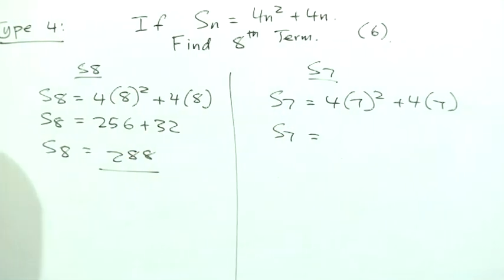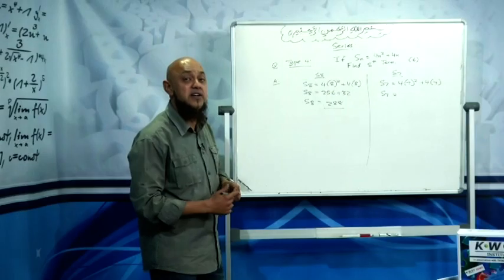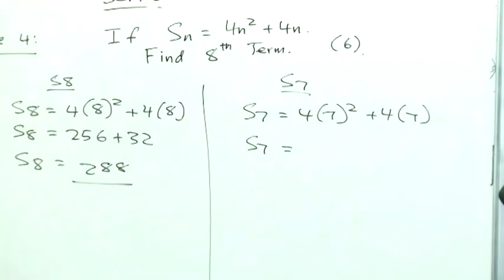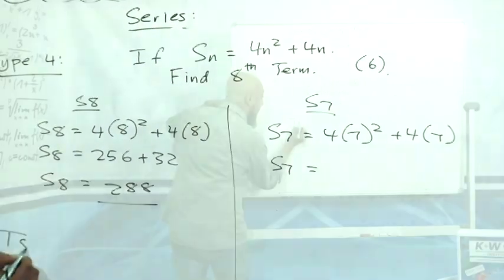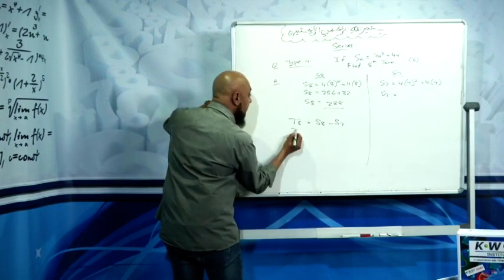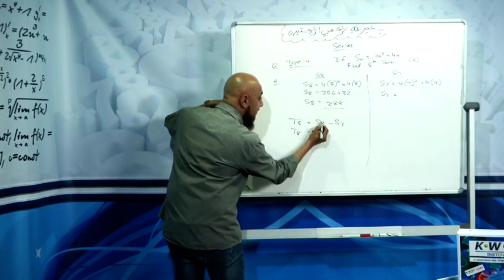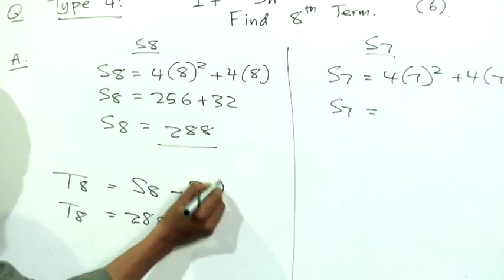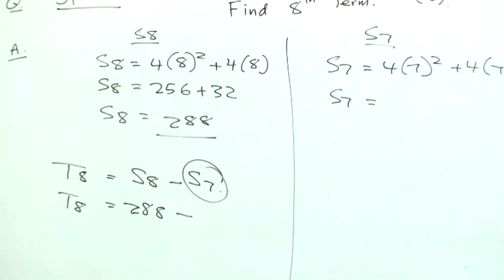S7, I asked you before the break to continue, and I told you to get me the final answer. Remember what we said? We wanted the 8th term. So T8 is equal to S8 minus S7. So T8, the 8th term, is equal to S8, 288, minus S7. That's what I asked you to find out before the break.